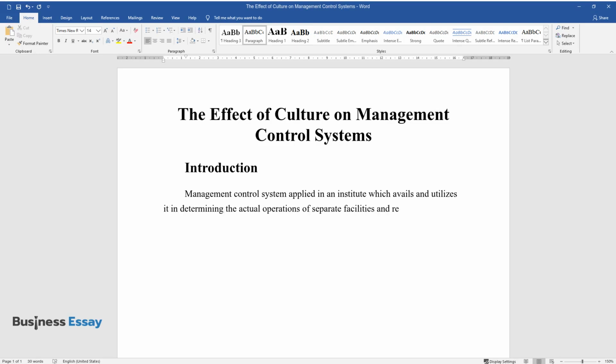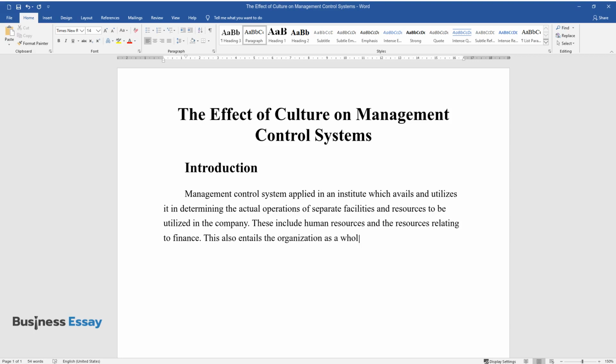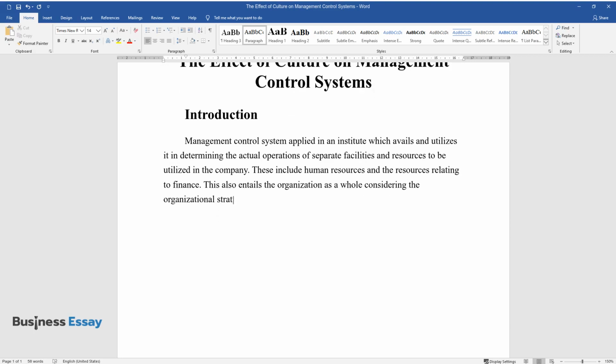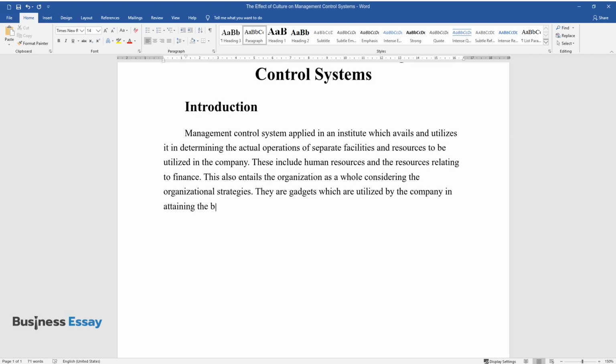facilities and resources to be utilized in the company. These include human resources and the resources relating to finance. This also entails the organization as a whole, considering the organizational strategies. They are gadgets which are utilized by the company in attaining the best as far as the objective is concerned.